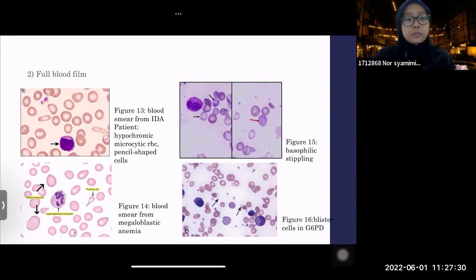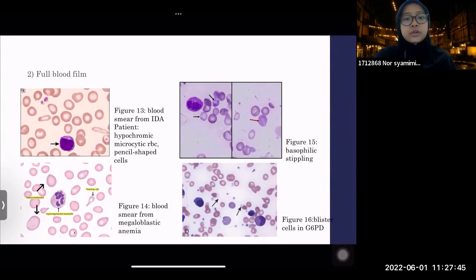There are hypersegmented neutrophils, and also macro-ovalocytes. Other findings include basophilic stippling, which can occur in thalassemia and also can occur in megaloblastic anemia.